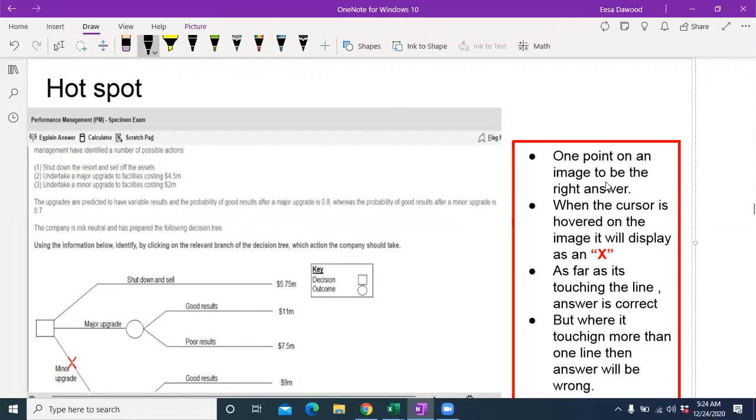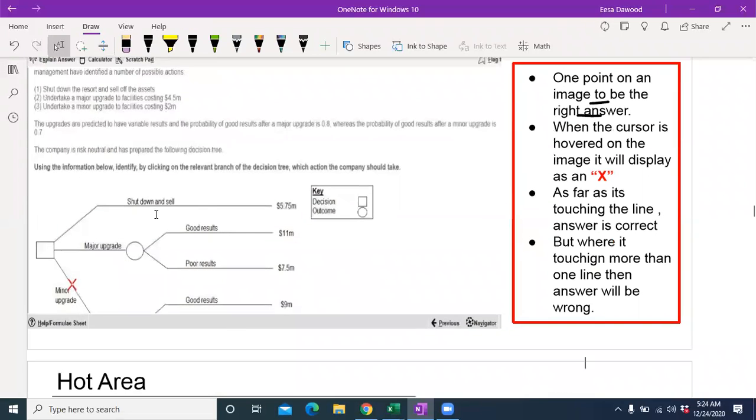Then another question known as a hotspot question. What it is, 1 point on an image needs to be the right answer. This is the image, this is the question, this is the requirement. As you move your cursor on the image, the cursor is going to display as an X, and the X needs to be on the right answer. So whichever line, for example, is correct, you need to put that X on that line. Whether you put it here or here, as long as it's the same line, it will be considered a right answer. But if this is the right answer and you put the cursor over here, then it will be wrong.